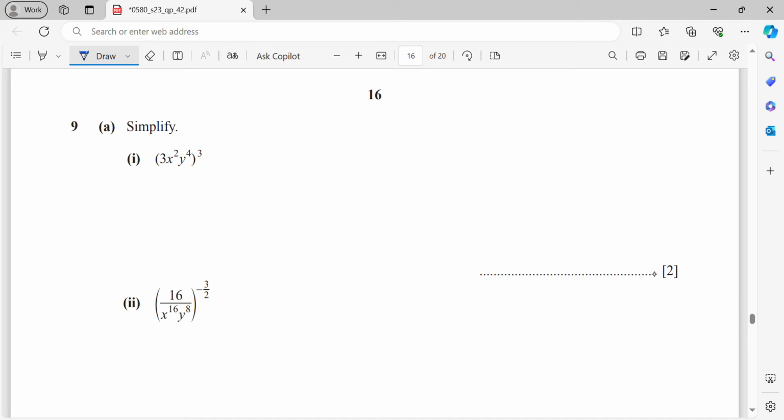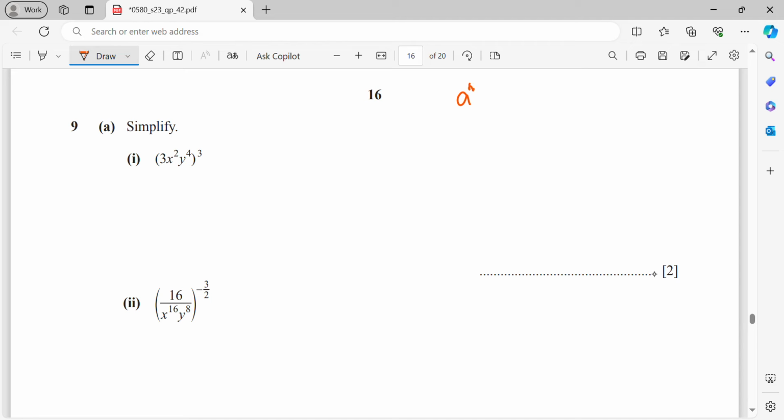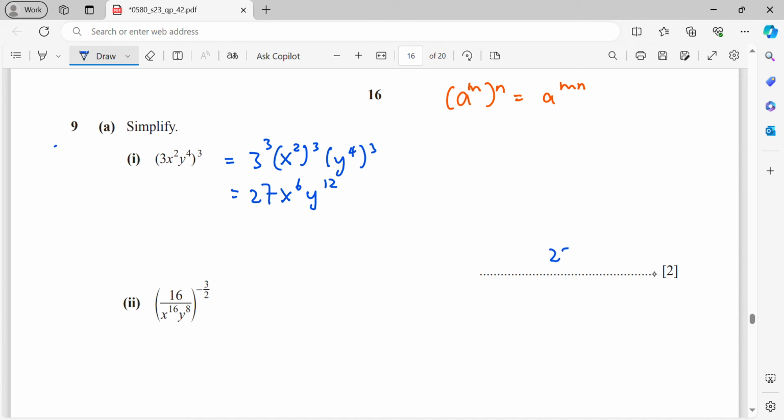Okay, next question number 9, simplify the first part. So whenever you have another degree outside, you can just bring it in. Let's say a to the power of m, then degree n outside. So it will be a to the power of m times n. So here I will bring in the degree. This is 3 power 3, x squared with degree 3, y degree 4 with another degree 3. So 3 cubed is 27. So 2 times 3, 6. Then 4 times 3, 12. So this is your solution.